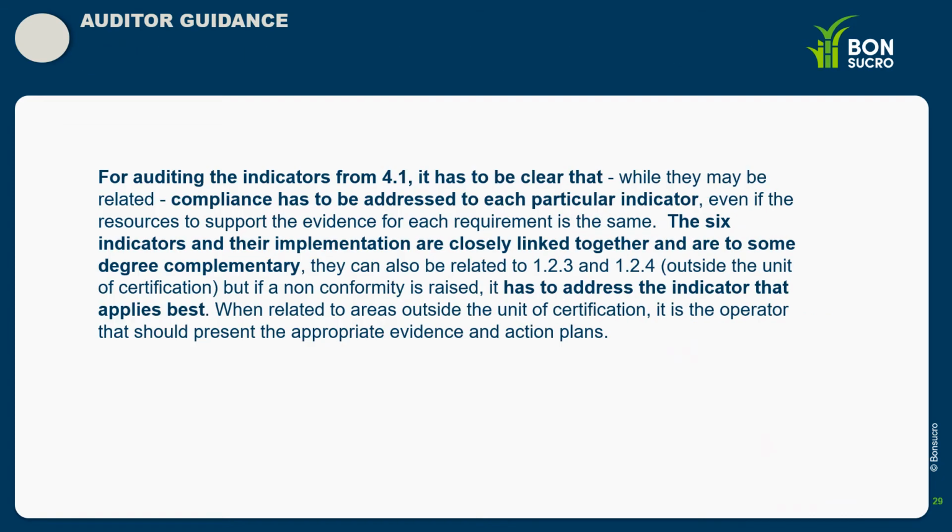As a final auditor guidance note, it's important to take into account that the 6 indicators are cross-related and also related to indicators 1.2.3 and 1.2.4. As the protocol says, of course, if there is some nonconformity that is raised, it has to address the indicator that applies the best among all of these indicators. And when related to areas outside the unit of certification, of course, the operator needs to present the appropriate evidence and action plans to prevent the situations.